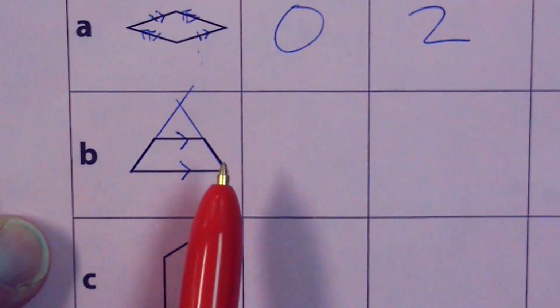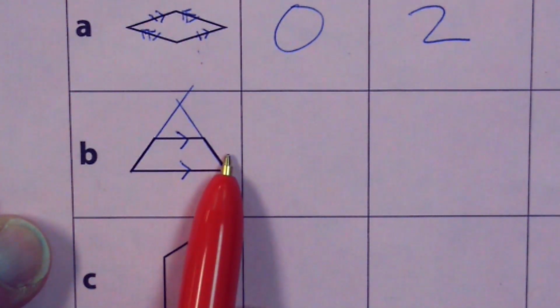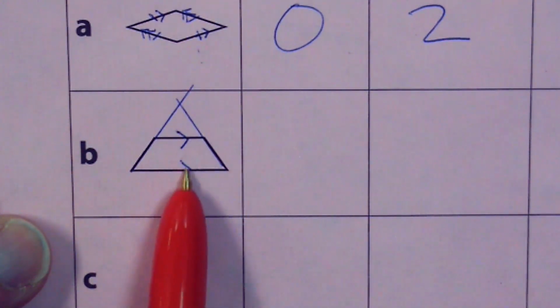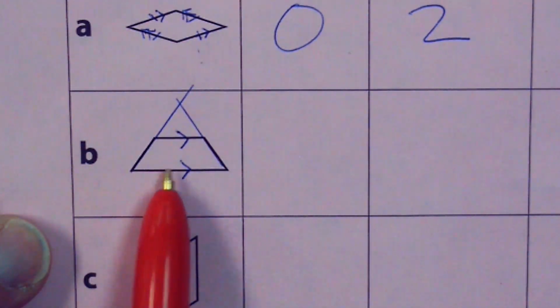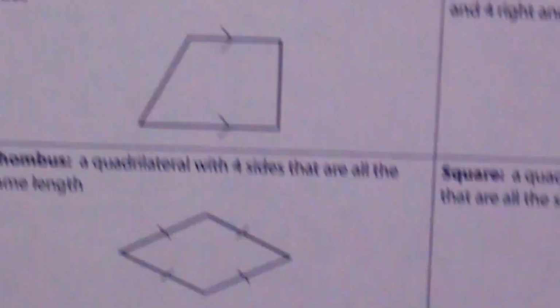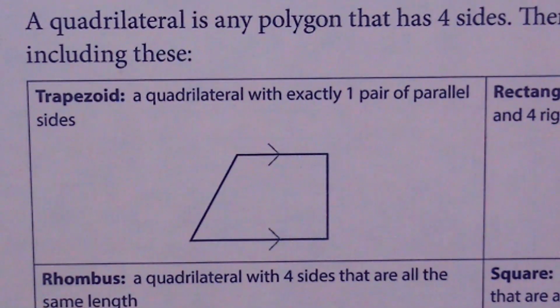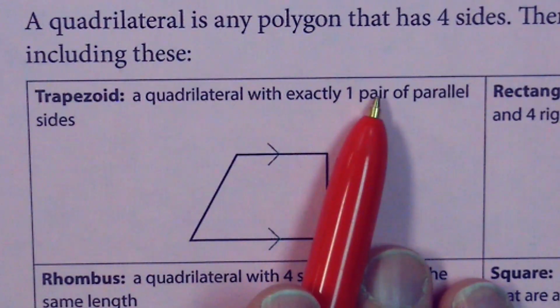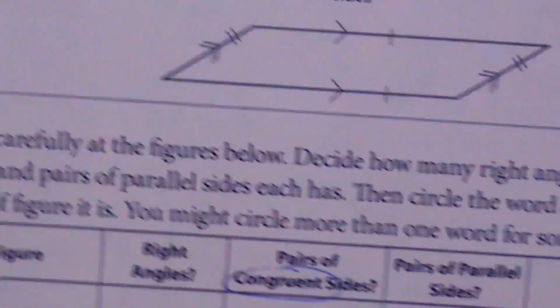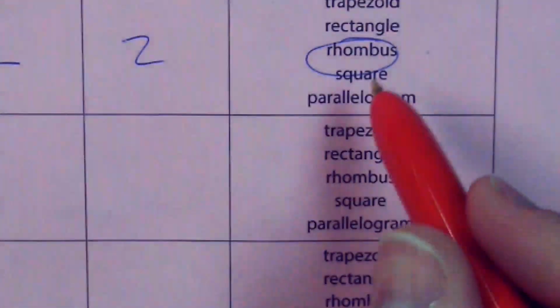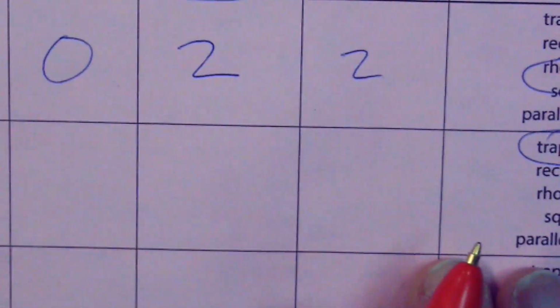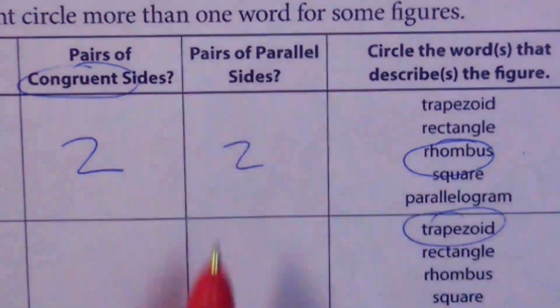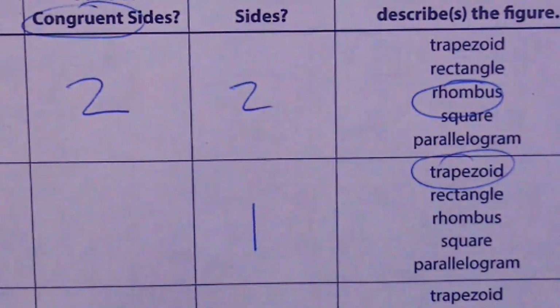Okay, there's only one shape that works like that, where you have one pair of parallel sides, but not all the sides are equal. Okay, and we decided that that was the trapezoid. Exactly one pair of parallel sides. So I can go over onto my chart, find my trapezoid, circle it, and then we can answer the questions. Pairs of parallel sides? 1.